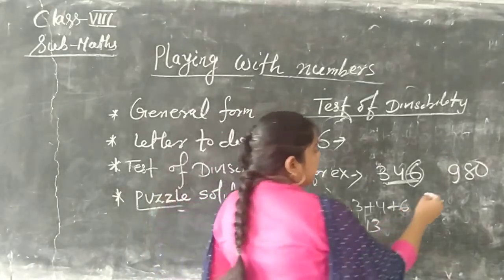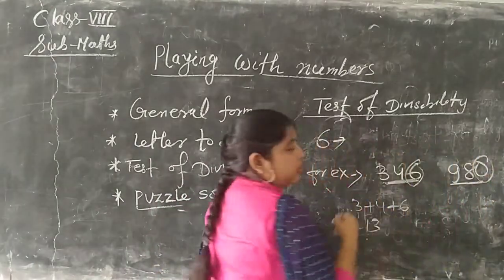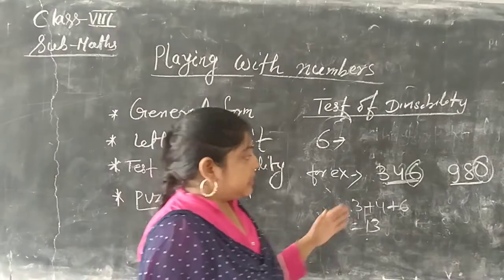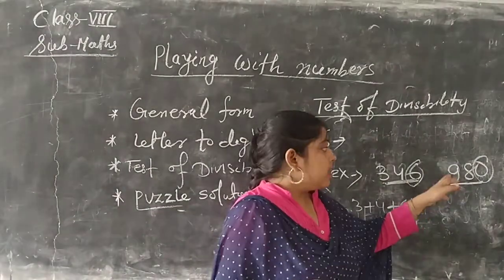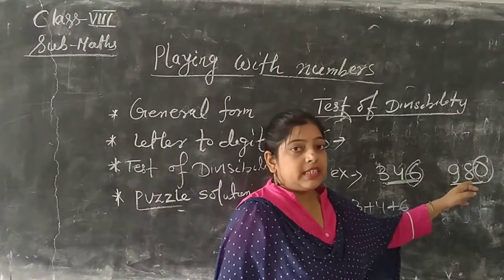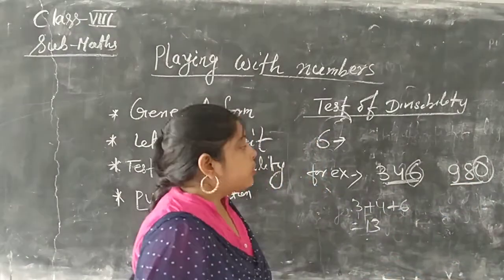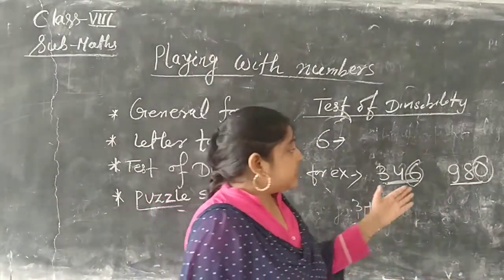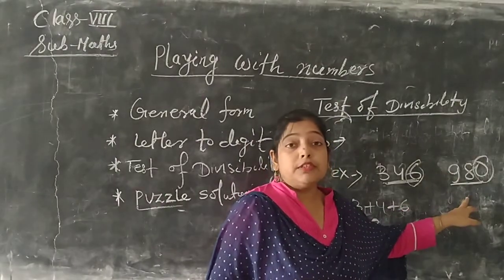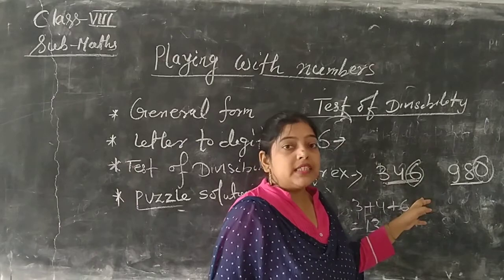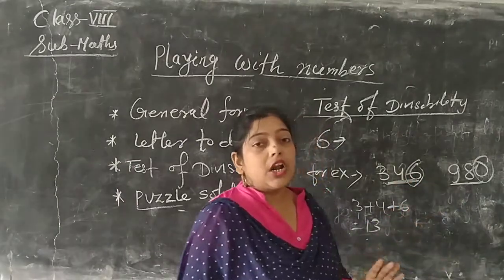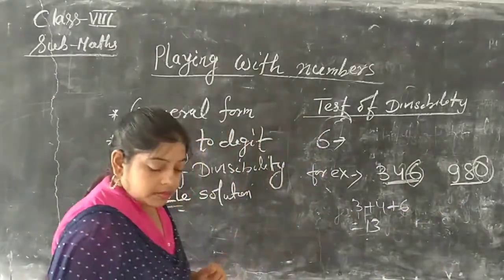Next is 980. The last digit is 0, a multiple of 2. Yes, it is divisible by 2. But check whether the number is divisible by 3: 9 plus 8 is 17. 17 is not a multiple of 3. So it is divisible by 2 but not divisible by 3. So that number is not divisible by 6.